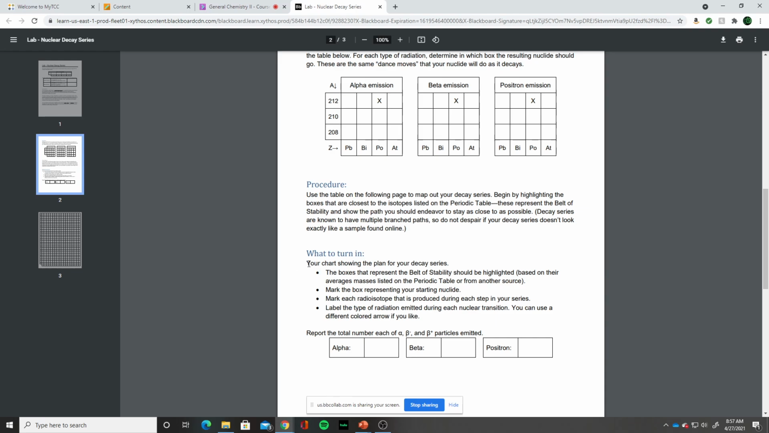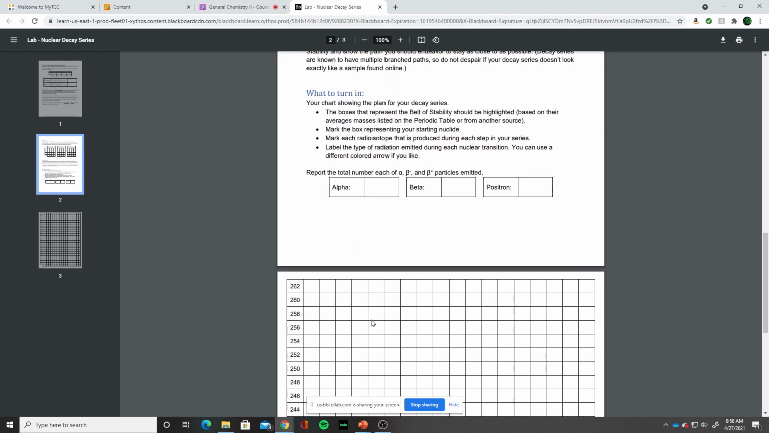Okay, so what you're going to turn in here, it says your chart. What you're going to turn in is your chart showing the plan for the decay series. The boxes that represent the belt of stability should be highlighted. Mark the boxes representing your stable nuclides, and mark each radioisotope that is produced during each step of your series, and then label the type of radiation emitted during each nuclear transition. And it says you can use a different color arrow if you like for each one, as long as it's clear what's happening. I don't really care the way that you represent it. And then you're going to give me the total number of alpha decays, beta decays, and positron emissions needed to get your unstable isotope to become stable.